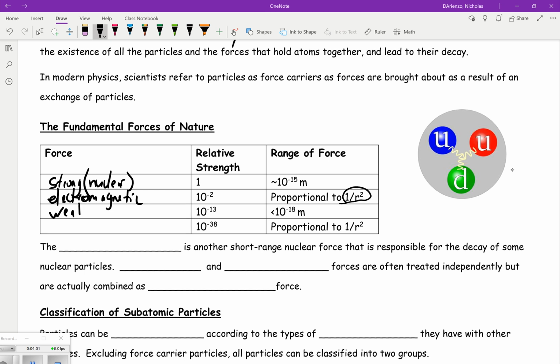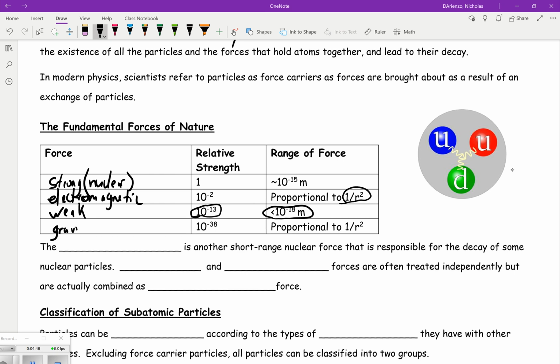Which brings us to our next force, which we call the weak force, which we'll get to in a second here, that is essentially responsible for decay of some nuclear particles, which wasn't really discovered until we started discovering these decay particles that were coming about. This one is significantly weaker compared to the electromagnetic or even the strong nuclear force, and has an even smaller range of force when compared to even the strong nuclear force.